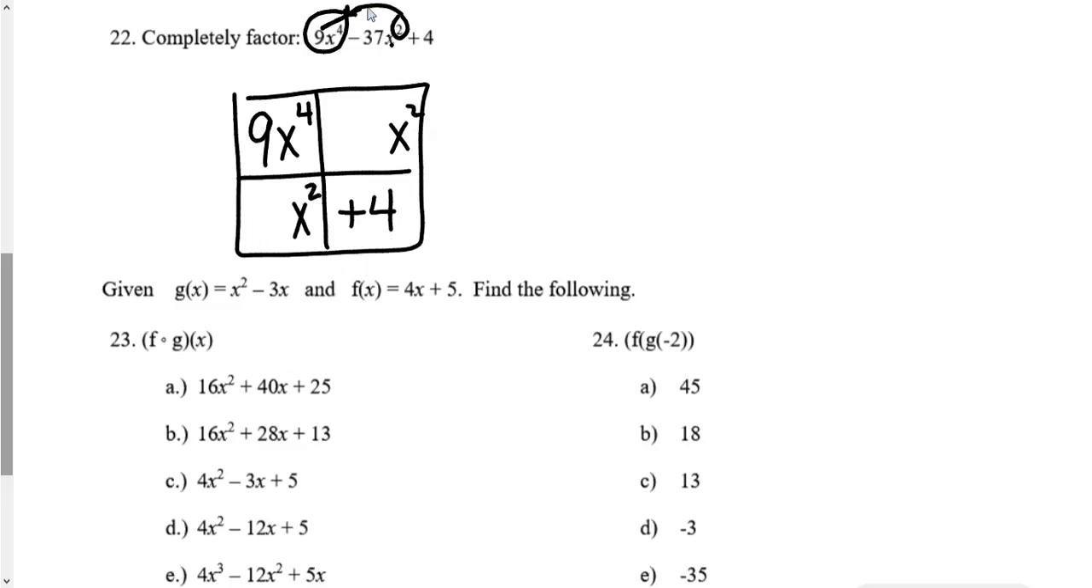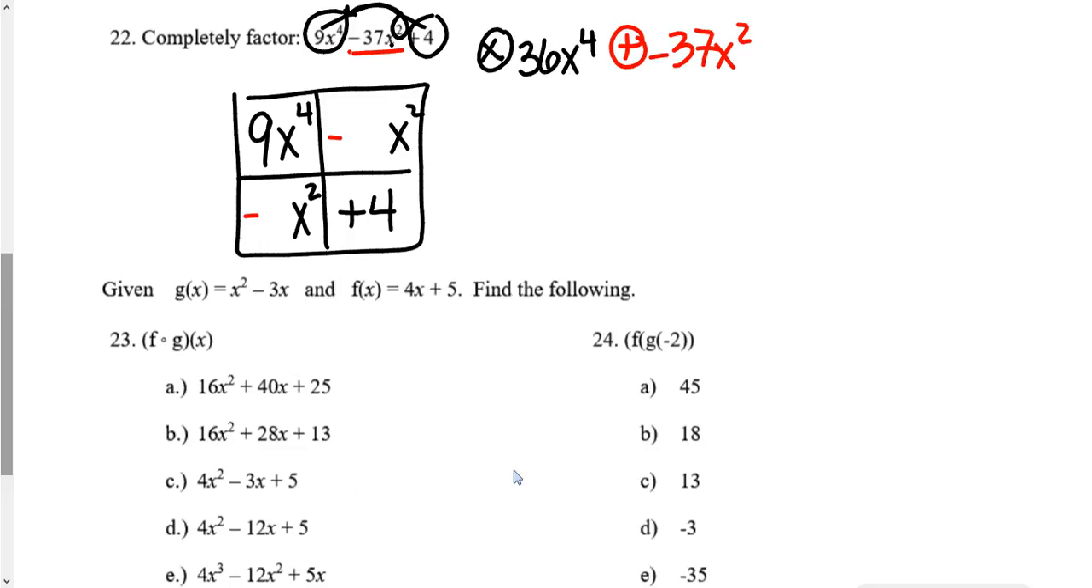So if I multiply those two together, my 9x to the 4th and my 4, that means I'm multiplying to 36x to the 4th. And then I have to add to the middle term, so I'm adding to negative 37x squared. So in order to multiply to a positive and add to a negative, both of these have to be negatives. Again, they both have to be x squareds. So what two numbers multiply to 36 and add to 37? That is negative 36 and negative 1.